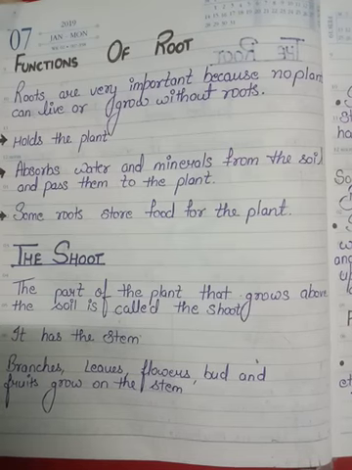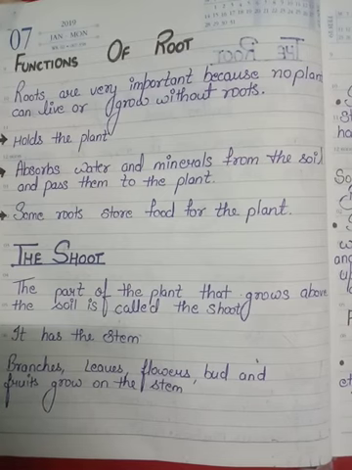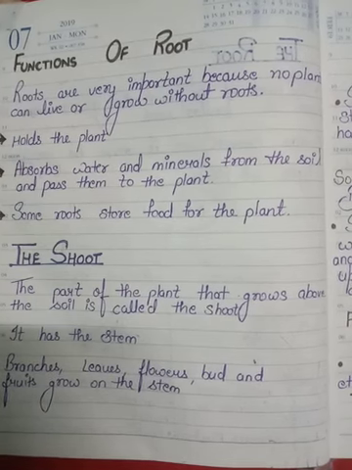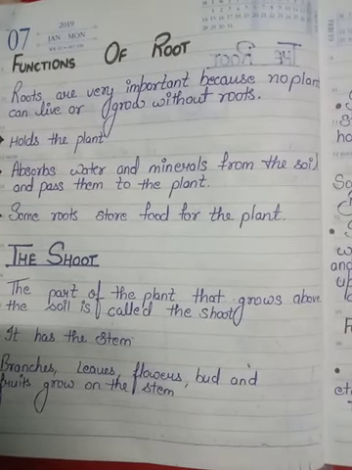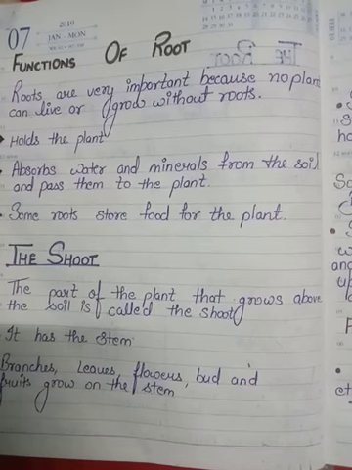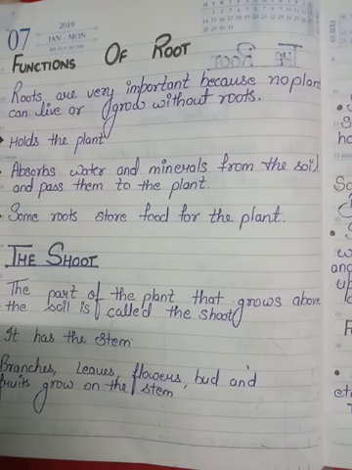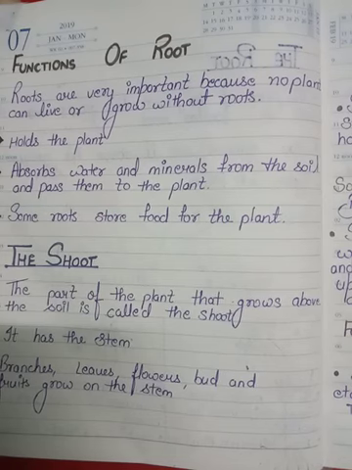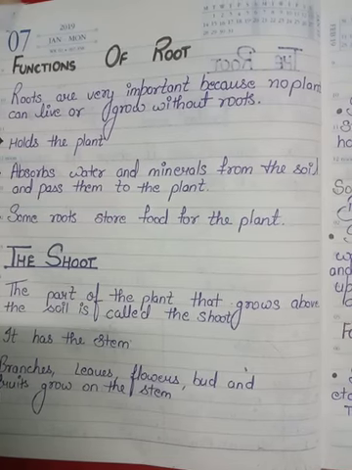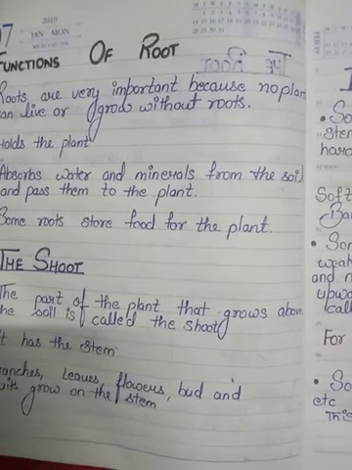the plant. Now we will discuss about the shoot. The part of the plant that grows above the soil is called shoot. It has a stem, branches, leaves, flowers, bud, fruits, etc. Now we will discuss about the stem.